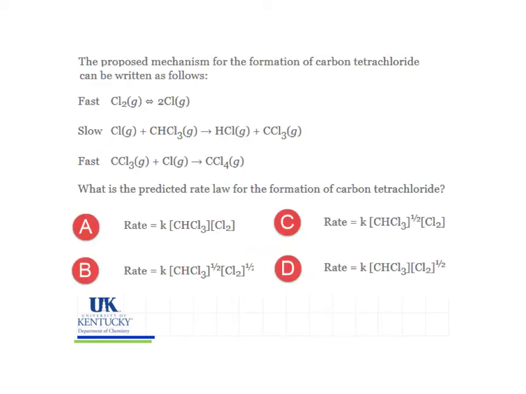Our next question here. Again, we have a mechanism. It's a three-step mechanism. First step is fast, then a slow step, then a fast step. We know that the slow step is what we call the rate determining step because it determines the rate of the overall reaction. What I want you to do is determine the rate law for this reaction.